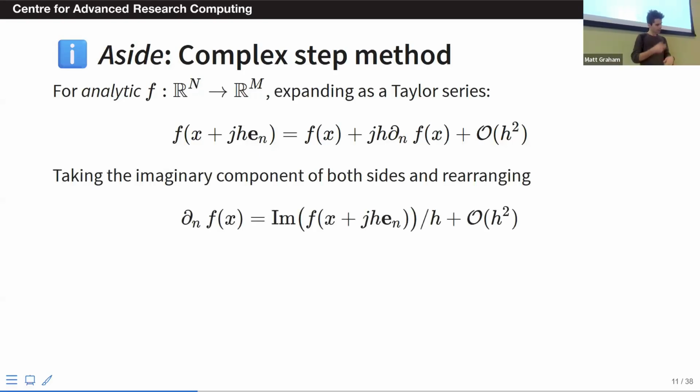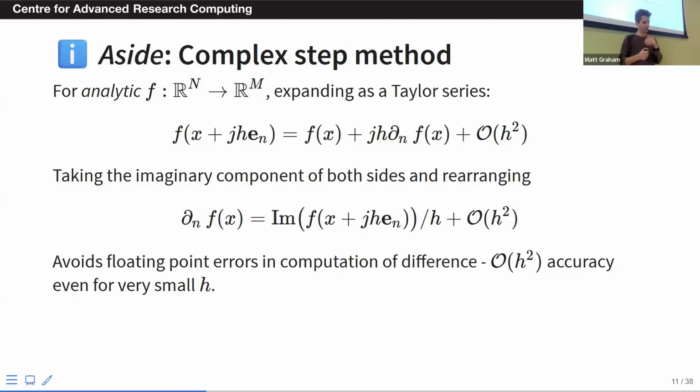And if we do a little bit of mathematics, if we take the imaginary component of both sides of that truncated Taylor expansion and do a bit of rearranging, we can show that the partial derivative of our function, if it's analytic, is the imaginary component of the function evaluated at this imaginarily perturbed point, divided by the step size. The key thing to note here is that there is no differencing operation going on. We're just evaluating f at this complex point and dividing by a step size. And so this avoids the catastrophic round-off error that we get with the finite difference approach.